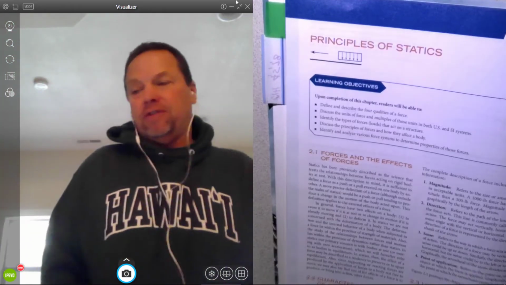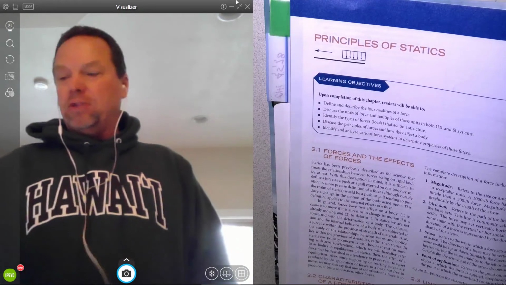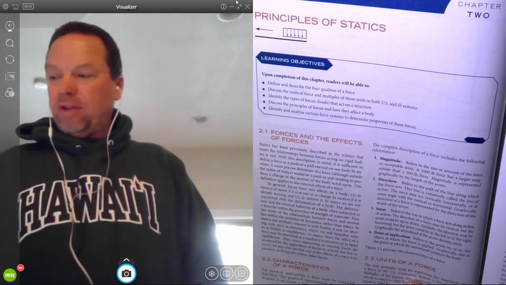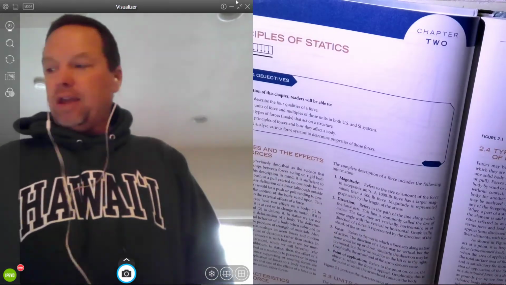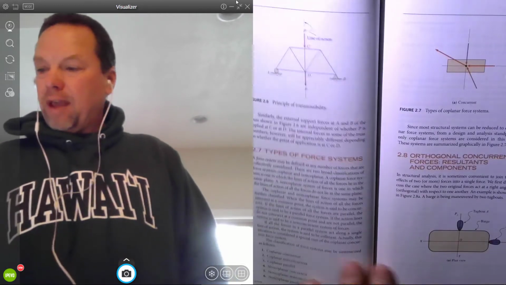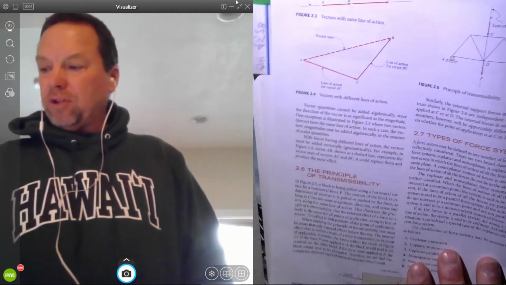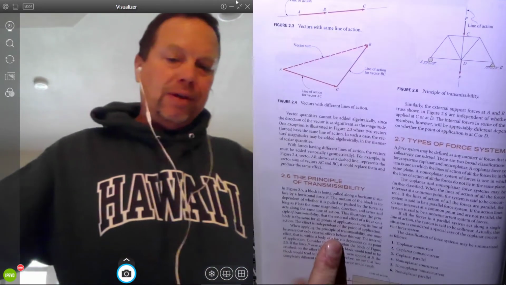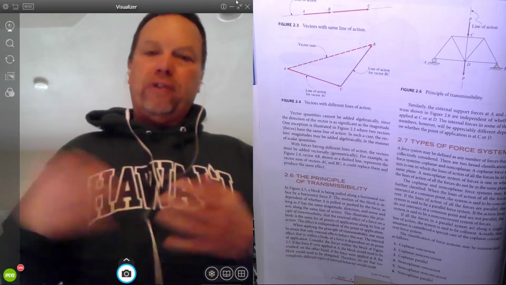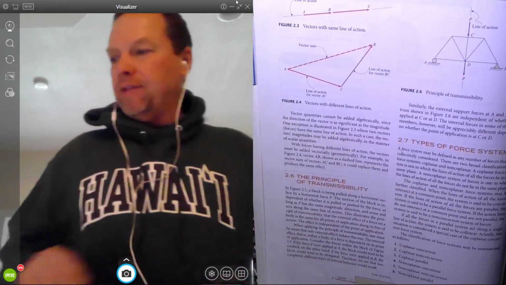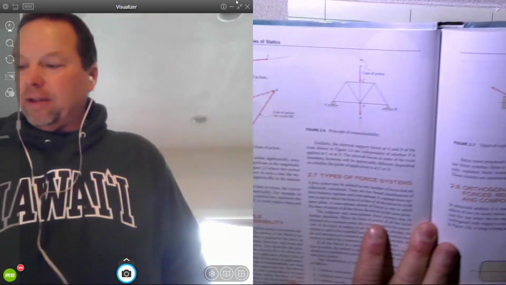So we're going to start with just defining forces. The characteristics of a force, it's down here, and the units of a force, and then they go into types and occurrences of forces. And finally, they do principle of transmissibility here, where, you know, when you start to combine forces, that's when we need transmissibility. But right now, I'm probably going to skip that for now until we need it.